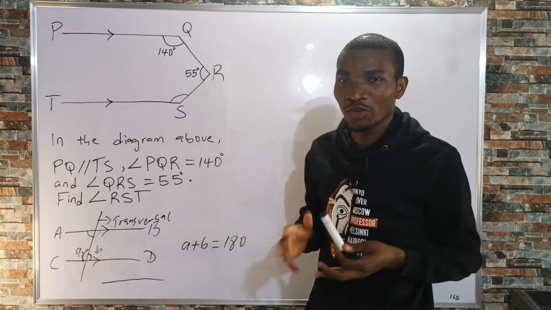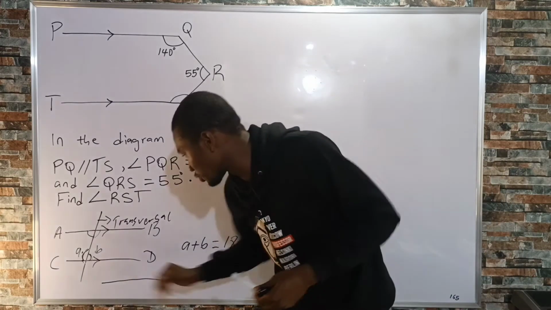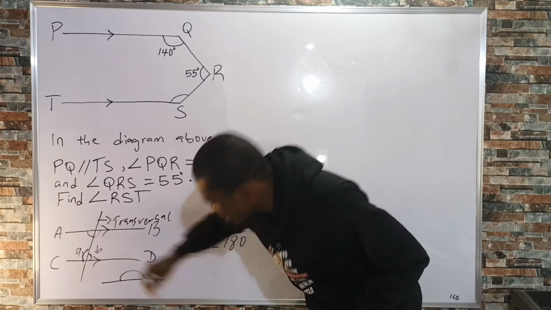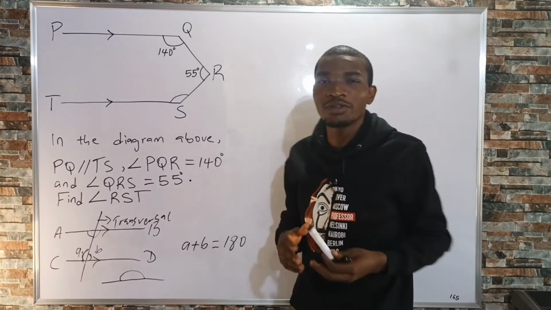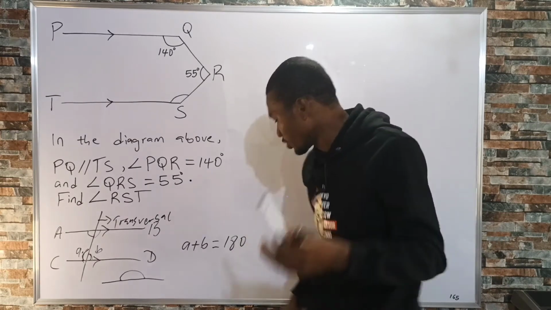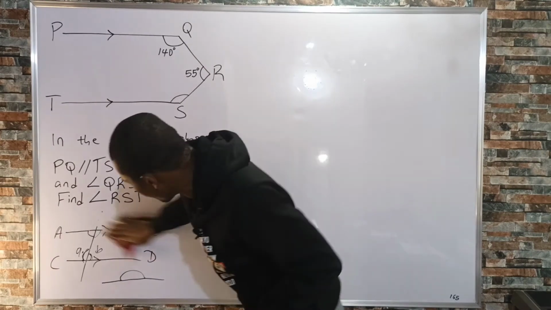Use your protractor. Of course, a protractor is used to measure angles. So use your protractor and read your angle from this point to this point. You will see that it will total 180 degrees. Okay? So having taken note of that, let's go ahead to solve the question we have on the board.